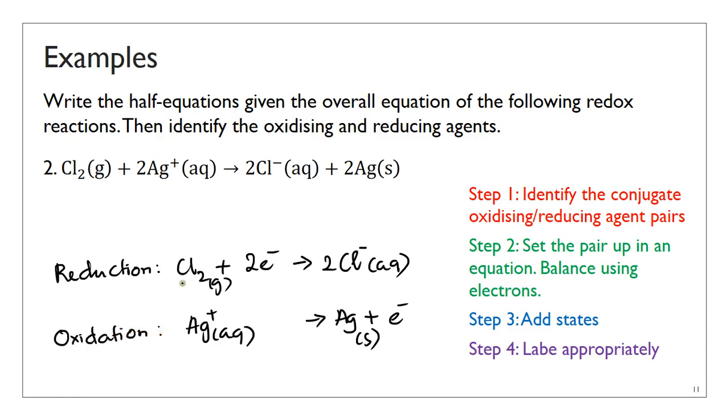Okay, so the substance that undergoes reduction is the oxidizing agent, which is going to be chlorine gas, and the substance that undergoes oxidation is the reducing agent, which is Ag plus in this case. Okay, so that's example 2.